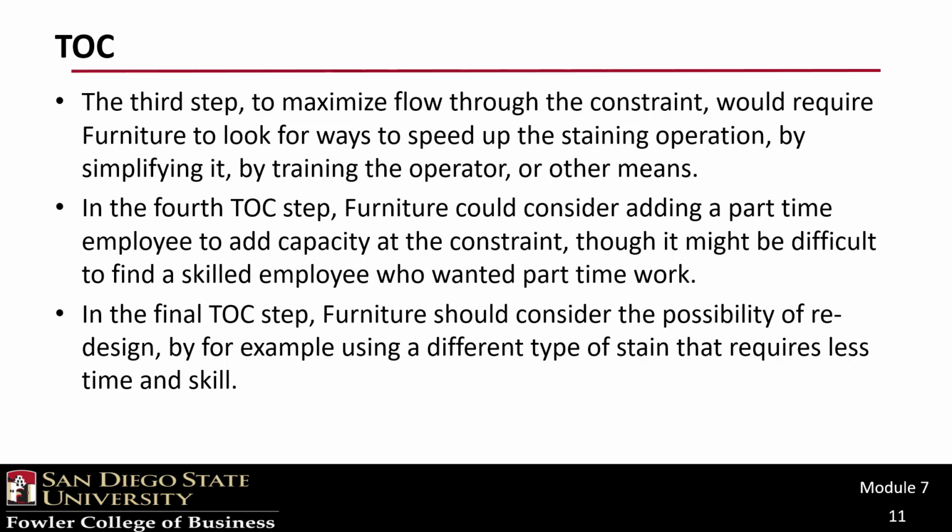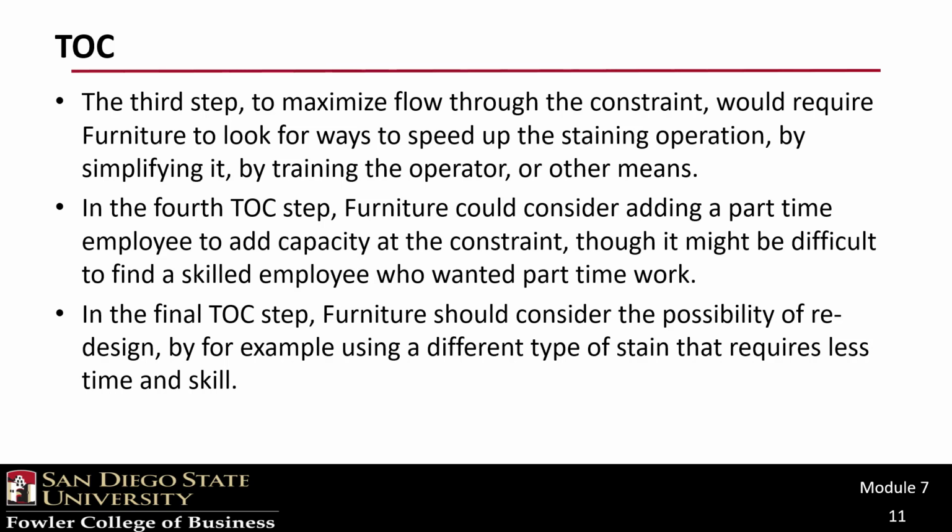In the fourth step, maybe we could find some other way to add employees or add capacity to the constraint. So it might be difficult to find a skilled employee who wanted to work part-time, but recall we had some skilled employees elsewhere that might have had slack. So it's simply a matter of determining whether or not we could take the slack time that was associated with some of the other steps in the process and have those employees redeployed into staining as needed.